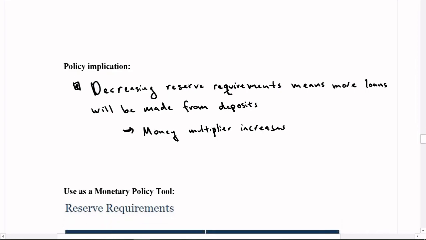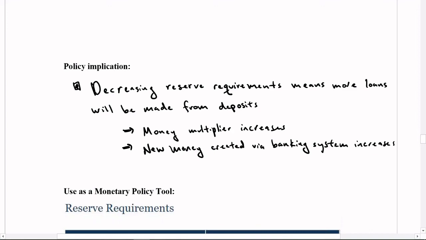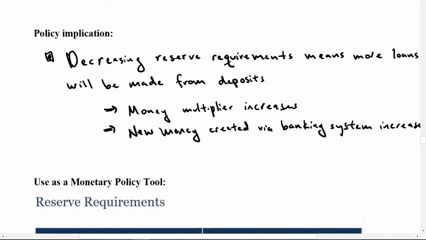Money multiplier increases. New money created via the banking system increases as well. So money supply will go up.